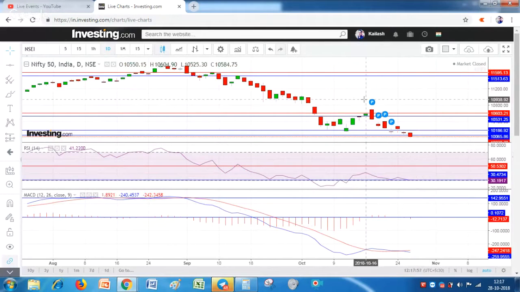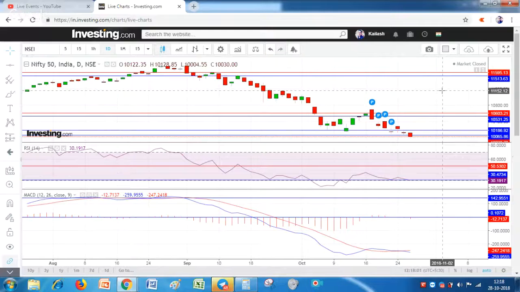So we have to see in coming days, in tomorrow, where the Nifty goes, whether it gives us a sell signal or some reversal sign. We have to wait and watch.